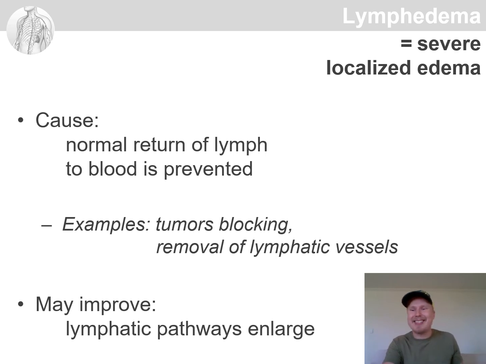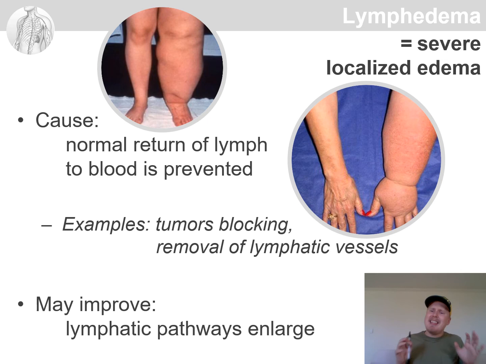Let's have a look at some of the examples of it. So if you look at these examples, you will see that there is a significant swelling on only one side. And this swelling is due to the lymphatic drainage being compromised in this area. So lymph builds up. This asymmetry is a good clue here.